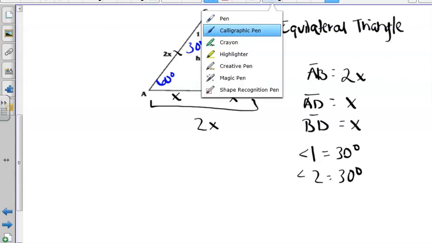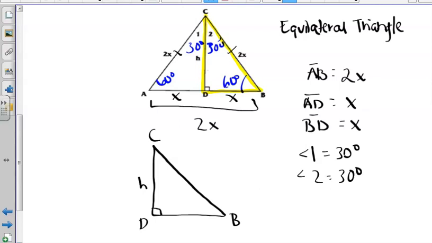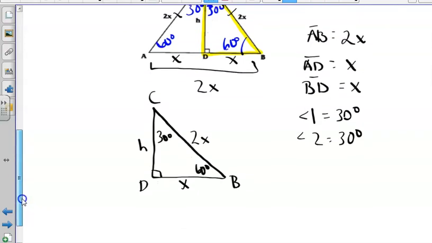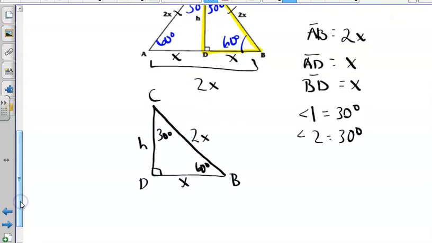Okay, so now what I'm going to do is take this rightmost triangle, I'm going to highlight it for you here, and I'm going to redraw it below. So right angles at D, and B, H, this is 30 degrees, this is 60 degrees, we know this is x, and we know this is 2x. So using the information that we used in the first part with the 45, 45, 90-degree triangle, we're going to plug into the Pythagorean theorem using our side lengths.